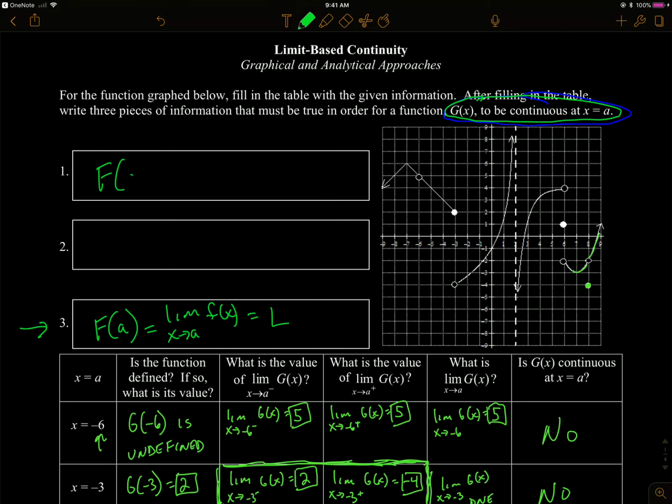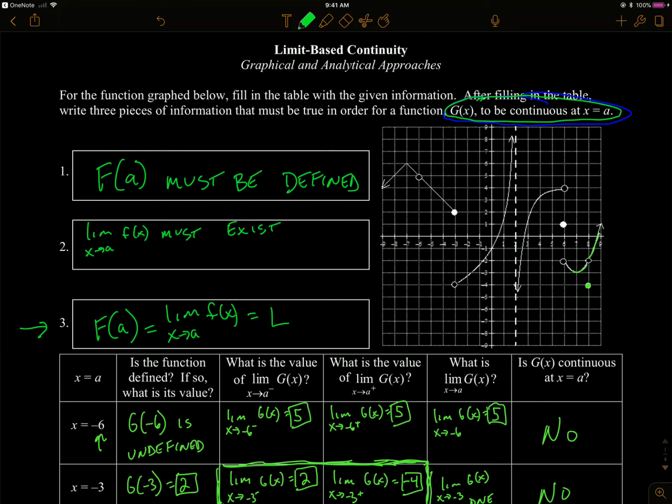The first part says, well, first of all, f of a must be defined. They're not really saying what it is, but it has to be defined. If it's undefined, there's no way that third statement can be true. If f of a is undefined in the first place, f of a cannot equal the limit as x approaches a. So that's your first criteria. The second criteria, let me say it this way, I like this better: the limit as x approaches a of f of x must exist.